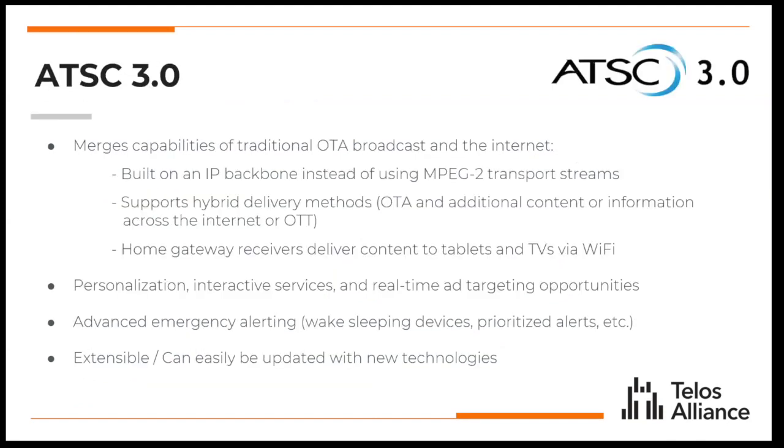ATSC 3 merges the capabilities of traditional broadcast and the internet. So instead of being built using MPEG-2 transport streams, it's now all IP, largely using the DASH format under the hood. So you can deliver hybrid delivery across traditional broadcast, with additional information being sent across the internet, or OTT services being mixed in. There's home gateway receivers that will deliver content in your home to either tablets or TVs or mobile phones via Wi-Fi.